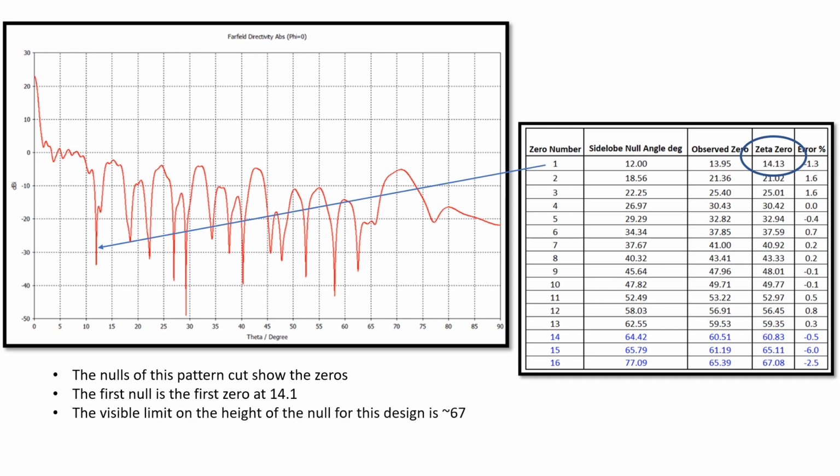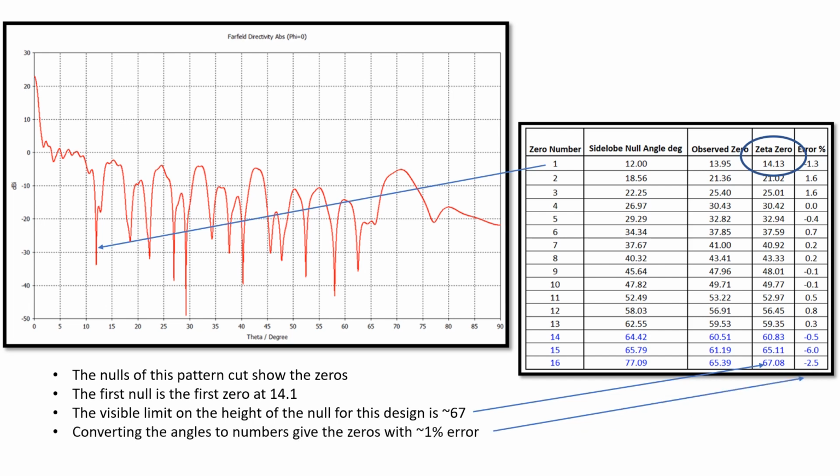The visible limit on the height of the null for this design is about 67. This gives the zero to within about 1% error. But this is not a practical design, since it would be difficult to feed the dipole array.